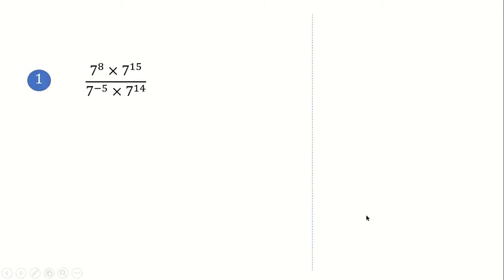Part 1. We have got 7 to the power of 8 times 7 to the power of 15 divided by 7 to the power of negative 5 times 7 to the power of 14. Okay? Now, this is our problem.